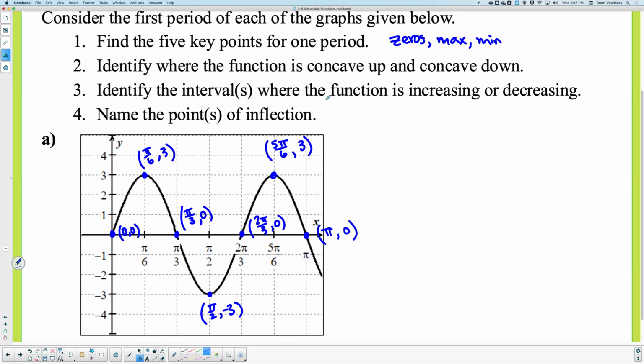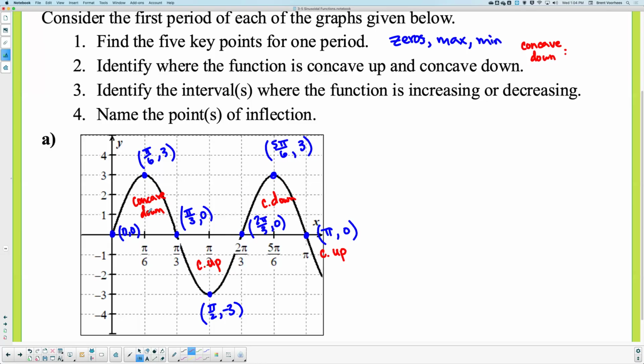Identify where the function is concave up and concave down. Tell me about this first section. What is that? Concave down. This is concave down in here. What about this part? Okay, I'm going to say concave up. What about here? What would this next section be? Okay, so here's how you would write that. What you would do is you'd write the first interval for concavity. This is concave down first.